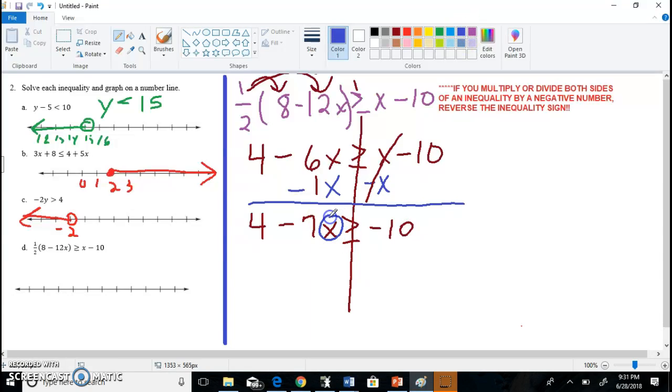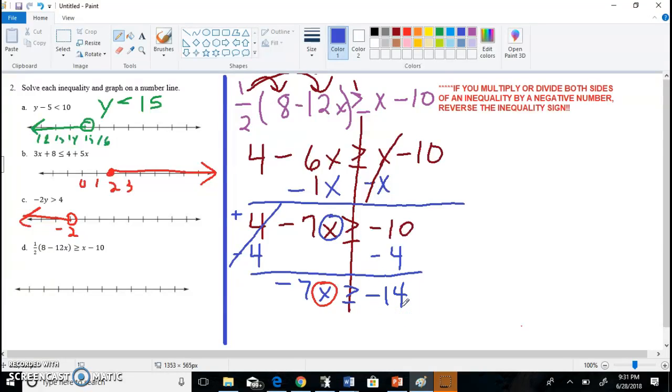Now we want the x by itself. So we can get rid of the 4 or the negative 7. And as I told you before, it's usually less complicated to get rid of the constant that's being added or subtracted. So this is a positive 4. So we're going to get rid of it by adding a negative 4 or subtracting a 4, whichever way you want to look at it. And that will leave negative 7x is greater than or equal to, negative 10 and negative 4 is negative 14.